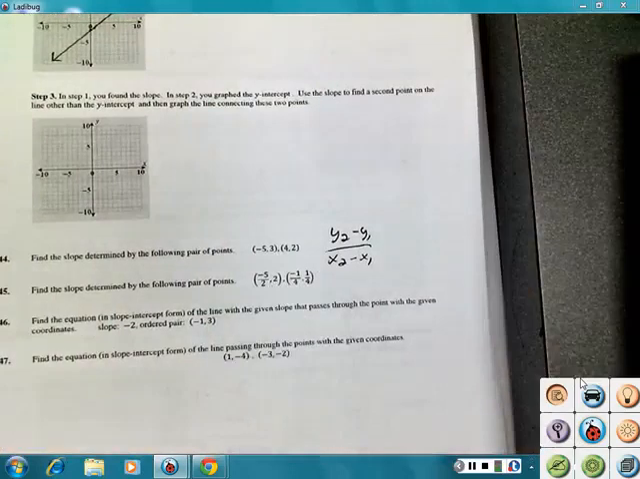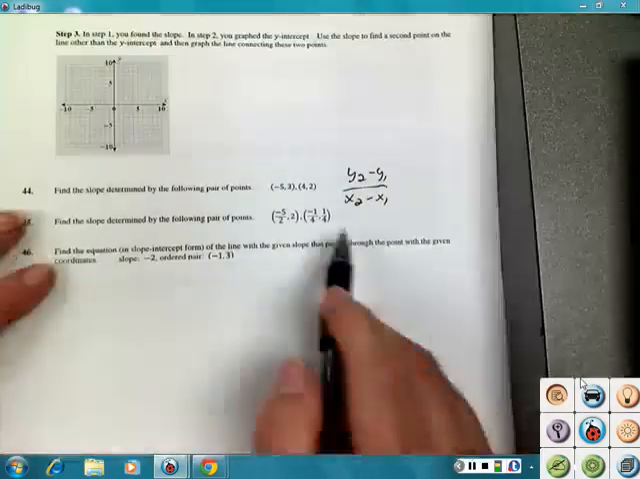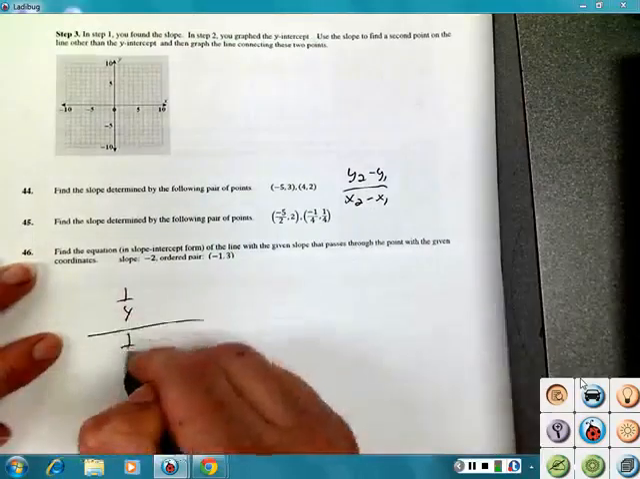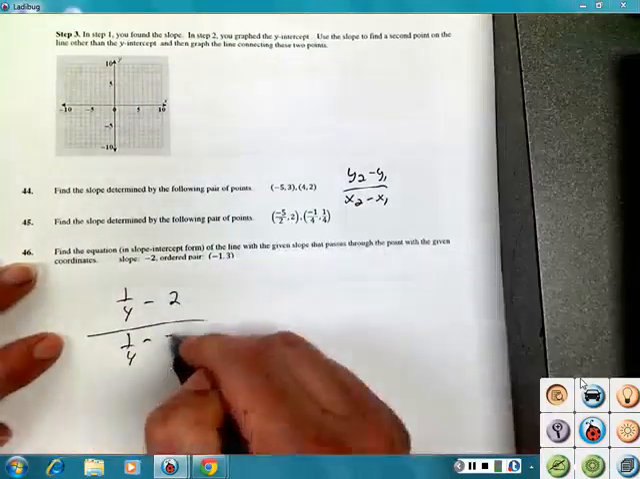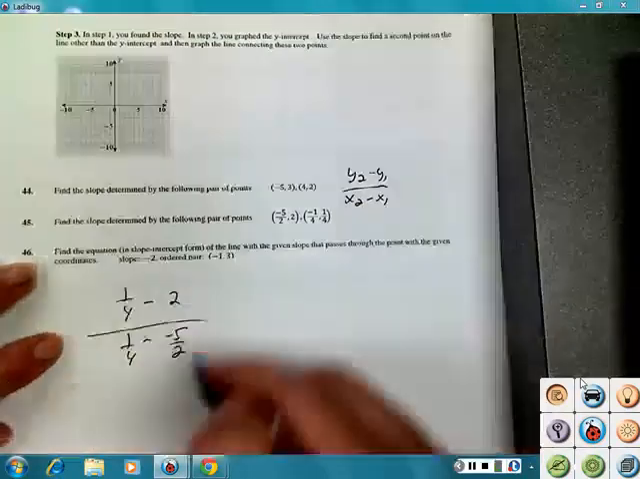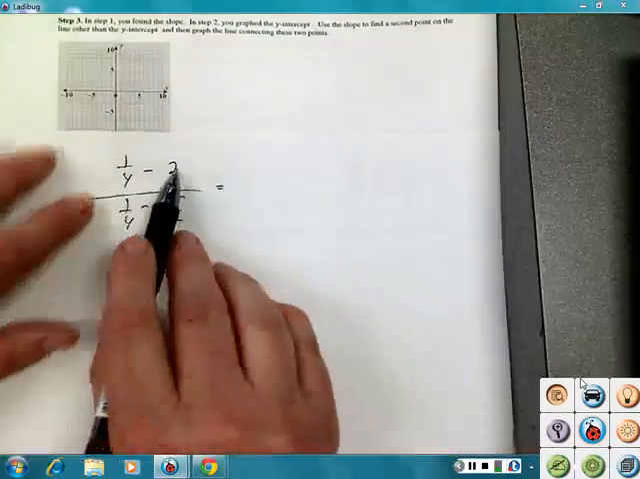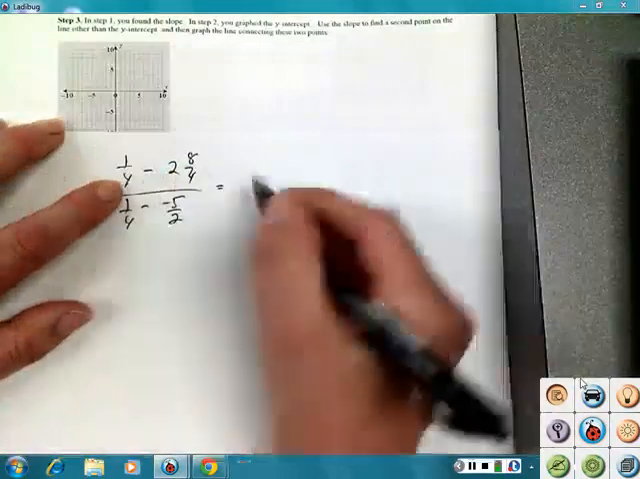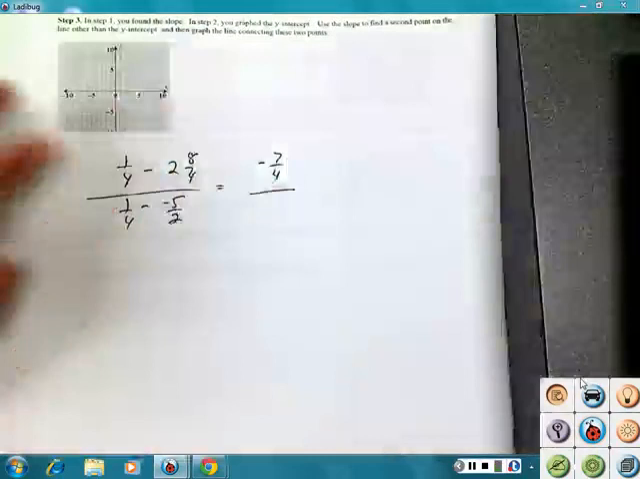Okay. 45's got fractions in it, so that's why we need to take a look at that one. So if I follow my pattern, 1/4 over 1/4 minus 2 over a negative 5/2. So now I need to do my math in the top. So 2 into quarters is 8/4. 1/4 minus 8/4 is a negative 7 quarters. We all agree?